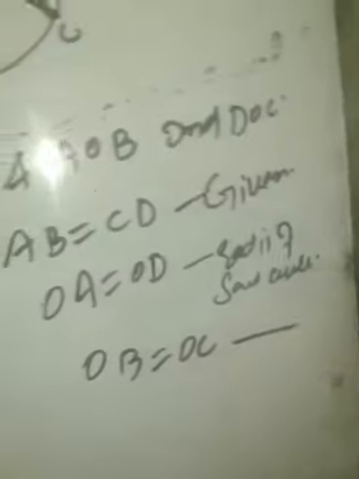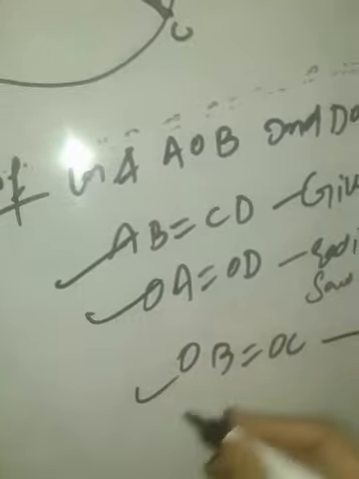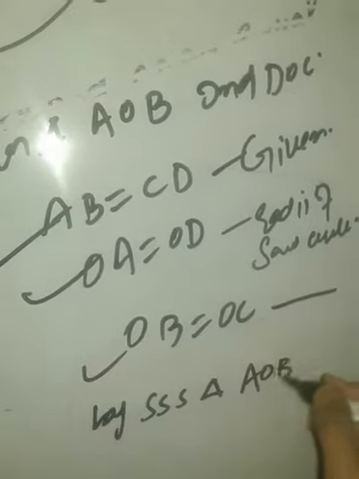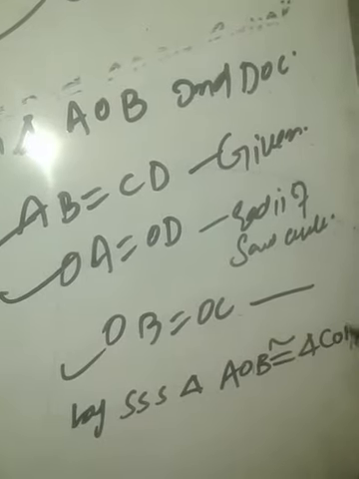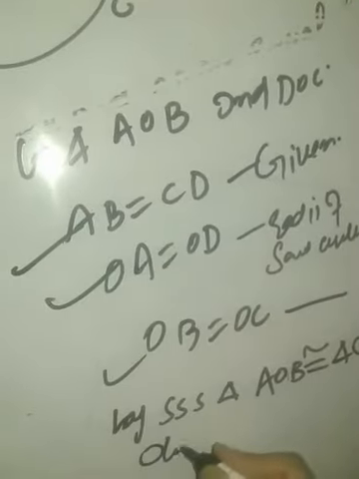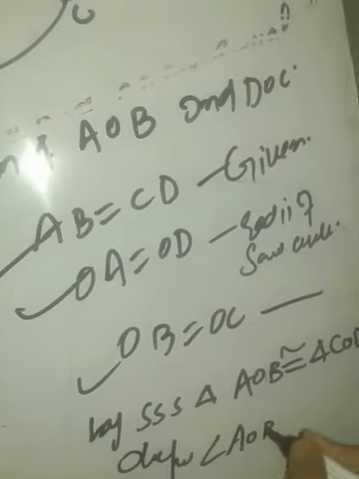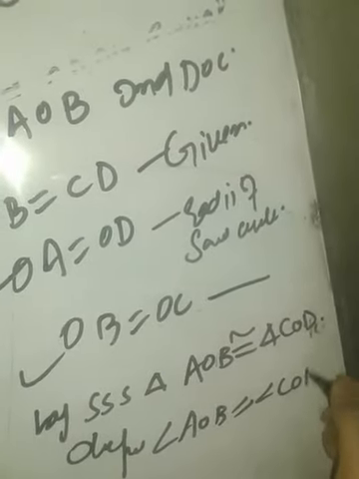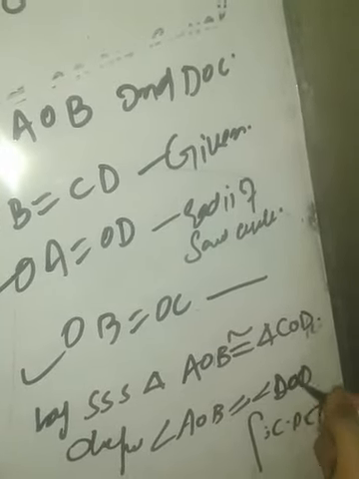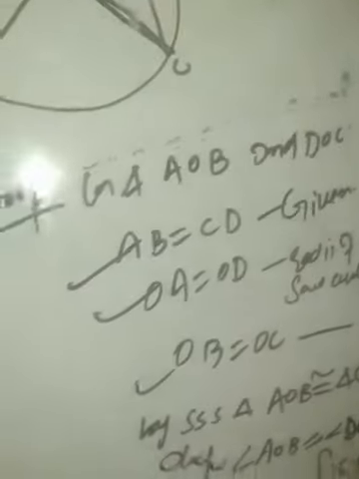So again, same reason as above. This is side, this is side, this is side, so by SSS, triangle AOB is congruent to triangle COD. What happens to the corresponding parts when the two triangles are congruent? They are equal. Therefore, angle AOB equals angle COD by CPCT, or DOC, you can write either. COD or DOC are the same thing. Naming should be done according to the vertices. So angle AOB equals angle DOC. Why? CPCT, corresponding parts of congruent triangles.